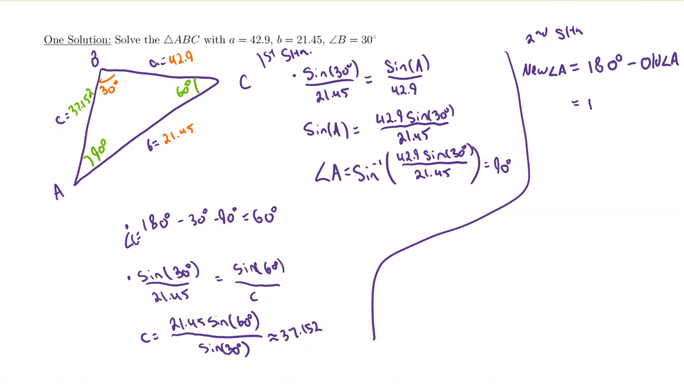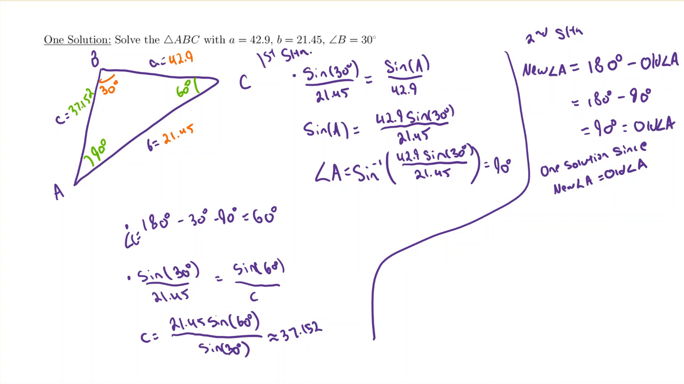So in this case, I have 180 minus old angle A was 90. I just have 90 degrees. This is the same as old angle A. So I don't have a different angle here. So it's actually just one solution. So one solution since new angle A is equal to old angle A.